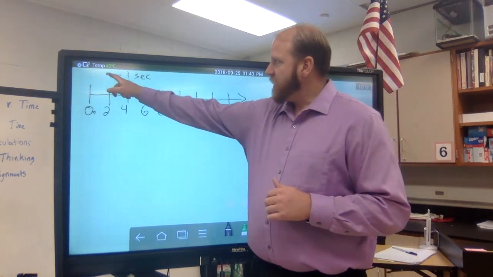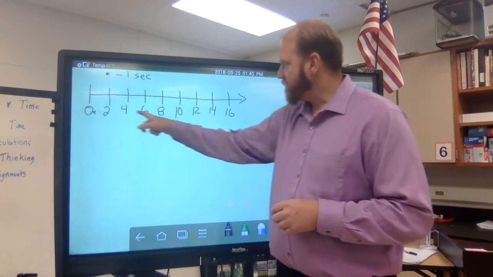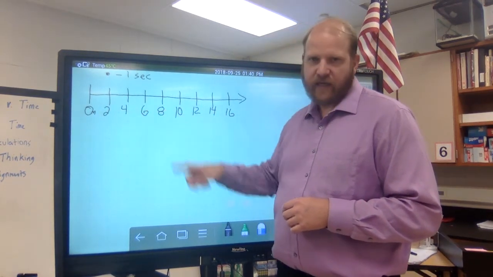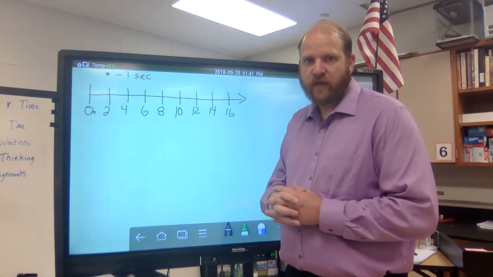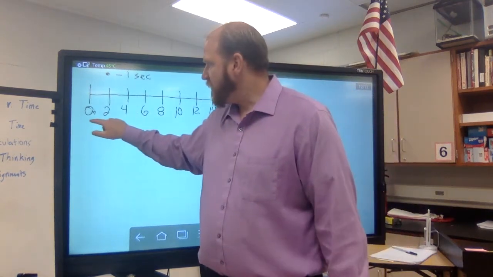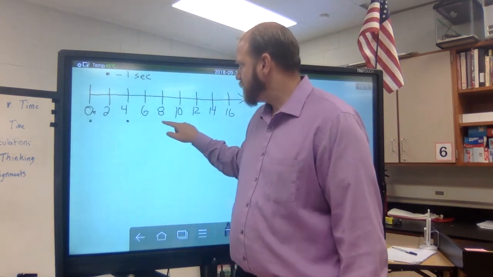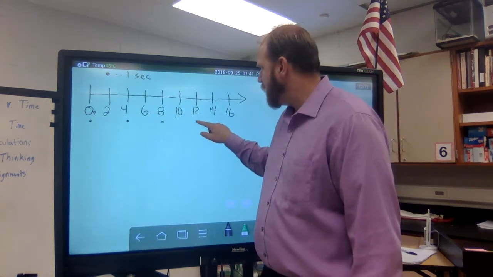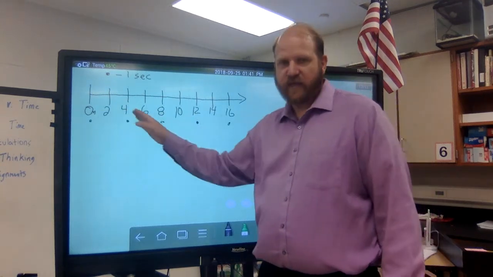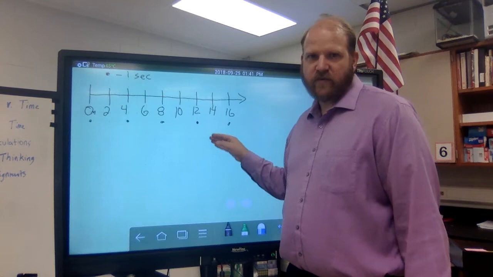On this motion map, we're going to say that every dot represents 1 second. And for every hash mark that I have here, it represents 2, 4, 6, 8, 10 meters, and so forth. So I'm going to draw an object that's moving at a constant speed. We start out at 0. It goes to 4 meters, 8 meters, 12 meters, 16 meters. That's constant speed. They're evenly spaced. And then at 16 meters, we're going to say that it stops.